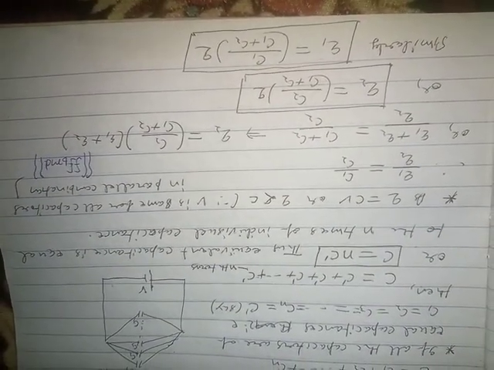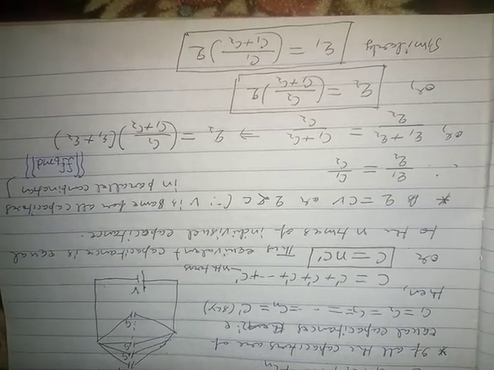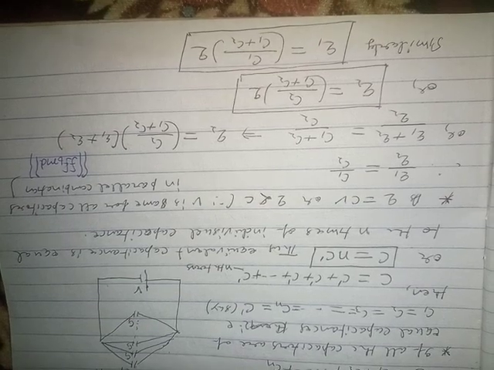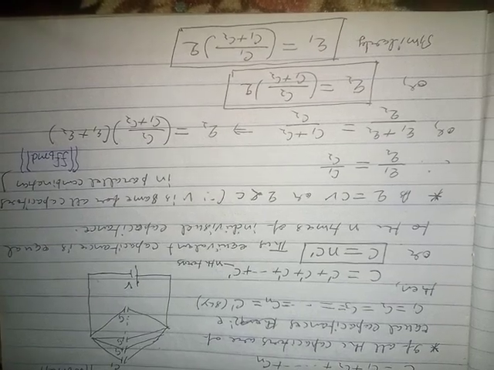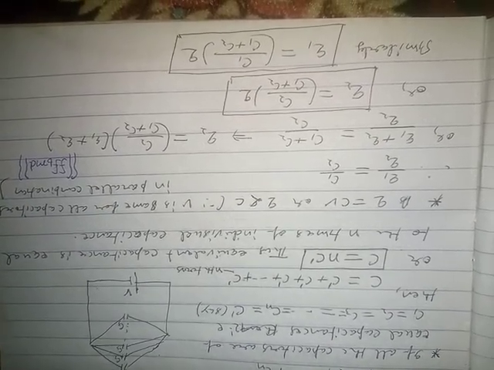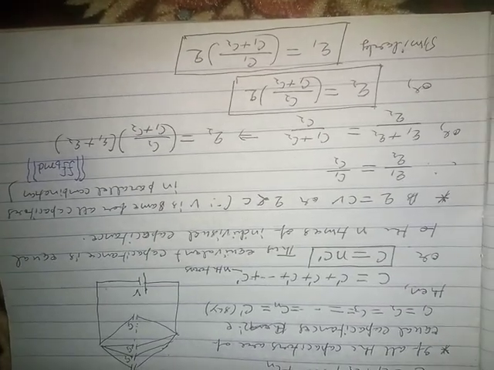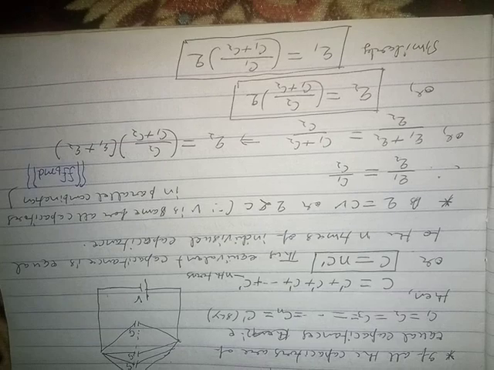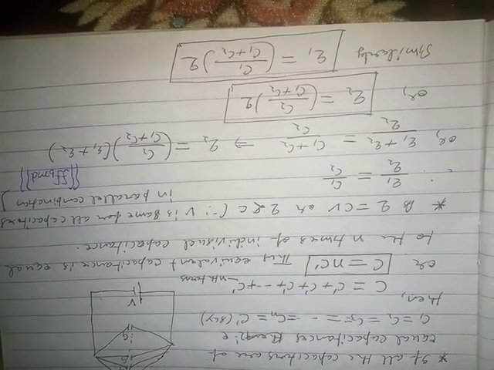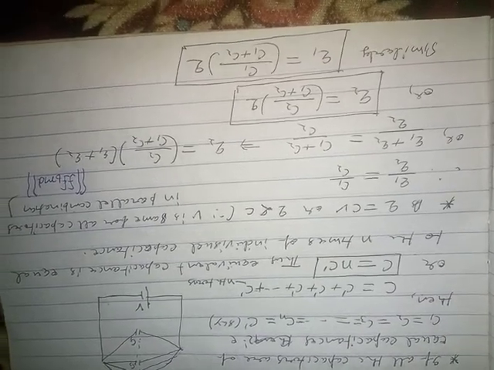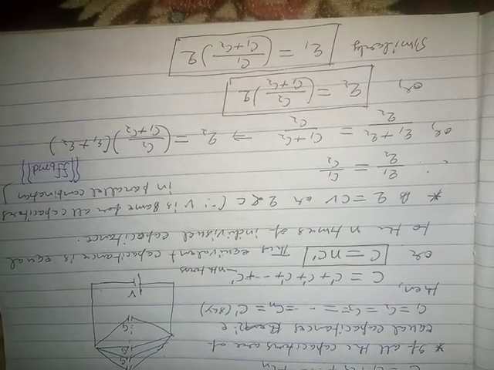Now, since Q equals CV, Q is proportional to C, since V is the same for all capacitors in parallel combination. Hence Q1 by Q2 equals C1 by C2, or Q1 plus Q2 by Q2 equals C1 plus C2 by C2. This implies Q2 equals C2 by C1 plus C2 into Q1 plus Q2, or Q2 equals C2 by C1 plus C2 into Q. Similarly, we can calculate Q1 equals C1 by C1 plus C2 into Q.